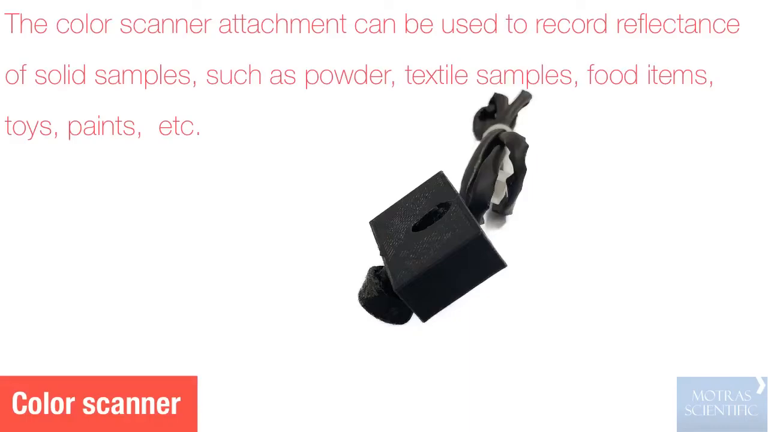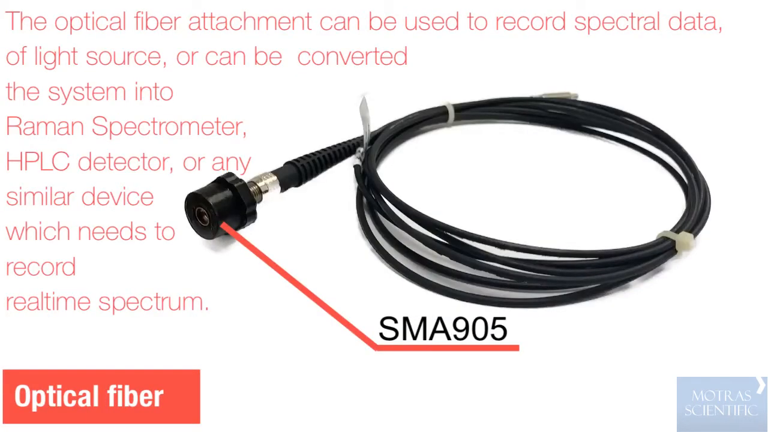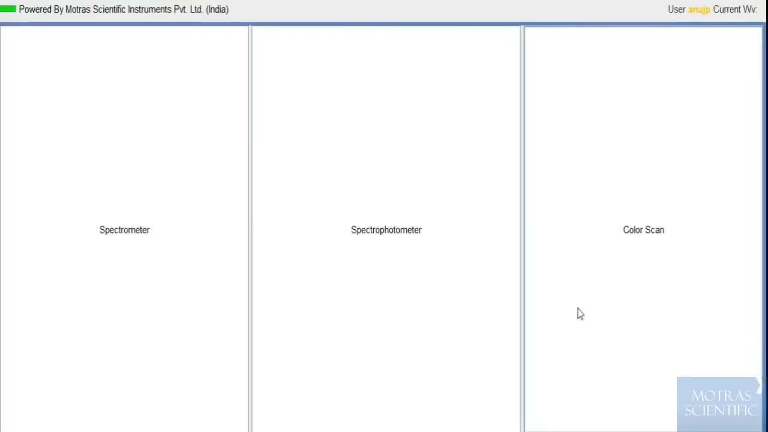Color scanner. The color scanner attachment can be used to record reflectance of solid samples, such as powder, textile samples, food items, toys, paints, etc. Optical fiber attachment. The optical fiber attachment can be used to record spectral data of a light source, or can convert the system into a Raman spectrometer, HPLC detector, or any similar device which needs to record real-time spectrum.